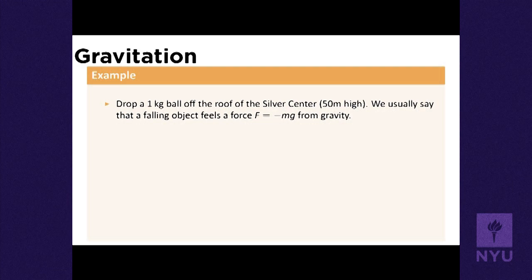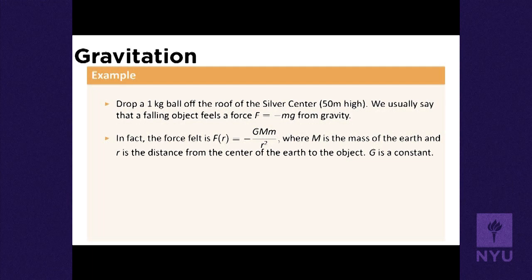Now, there's another way to think about gravitational force, and that's that not only is the Earth pulling down this ball, but the ball is pulling on the Earth a little bit. Okay? And so there's a force between these two things, which is proportional to the mass of the Earth, the mass of the ball, and inversely proportional to the square of the distance between them. This is what Newton figured out ages ago.